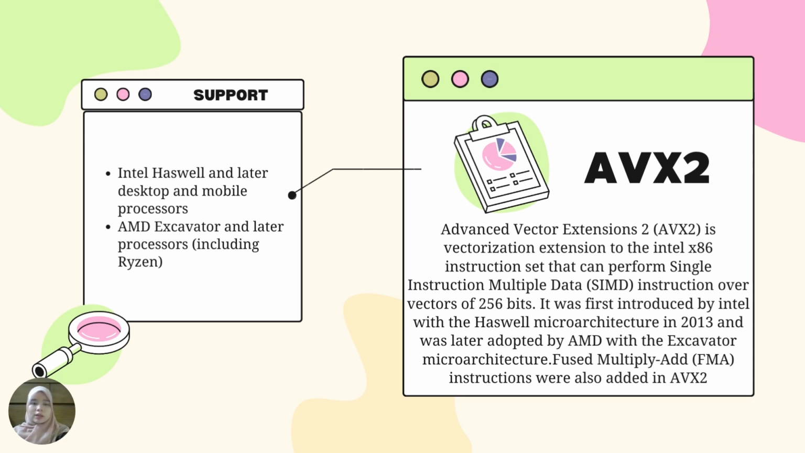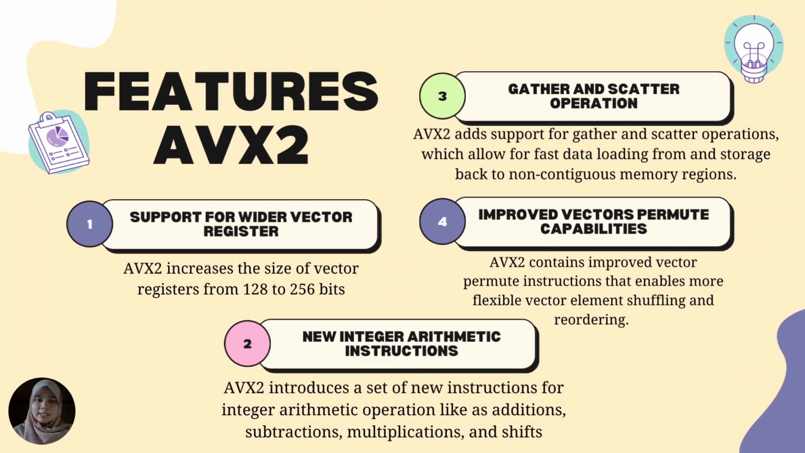There are two supports of AVX2. The first one is Intel Haswell and the latest desktop and mobile processors, and the second is AMD Excavator and the latest processors, including the Ryzen. Okay, we go to the next slide. There are several features and improvements introduced by AVX2.